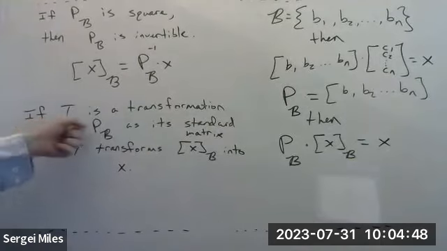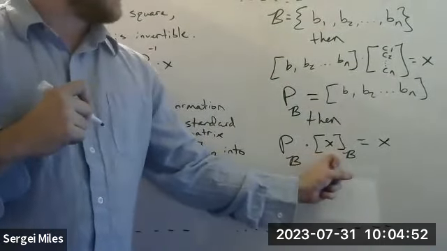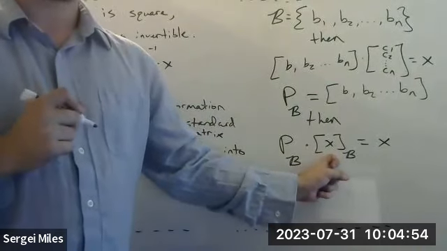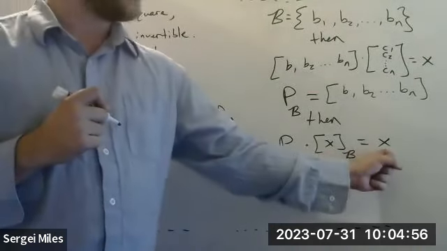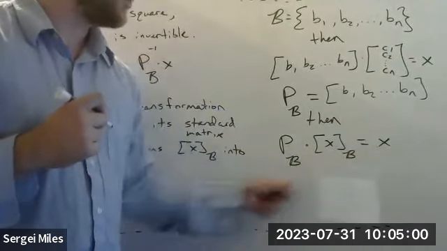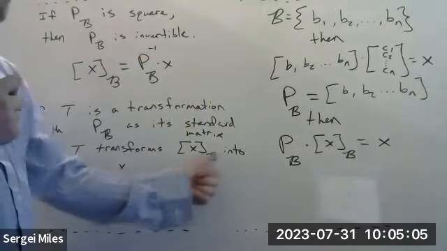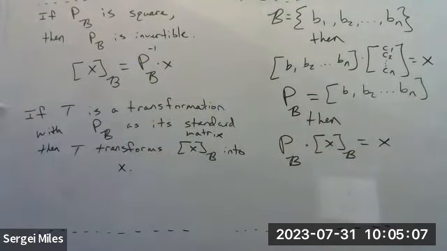So you can use this matrix multiplication here for what if instead they give you the B coordinate vector of X and they want to know the original X. How do you find it? Well, then you have to do matrix multiplication here. This is a transformation from the B coordinate vector into X.